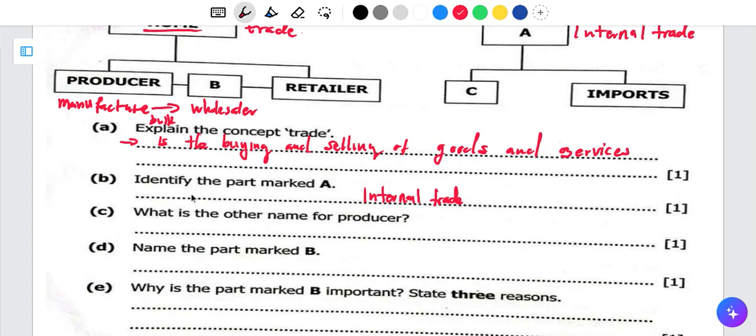For example, the wholesalers are those people who sell large quantities of goods. Let's say you want to buy a bar of soap. You can't buy a bar of soap from the wholesalers because they sell in bulk. You can just buy it from the retailers that sell small quantities. So the other name for the producers, we can say the manufacturers or manufacturer.